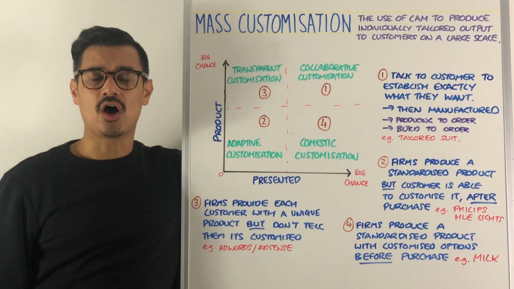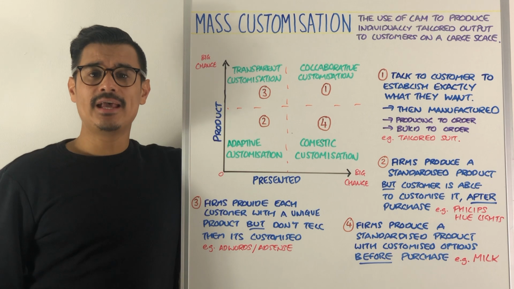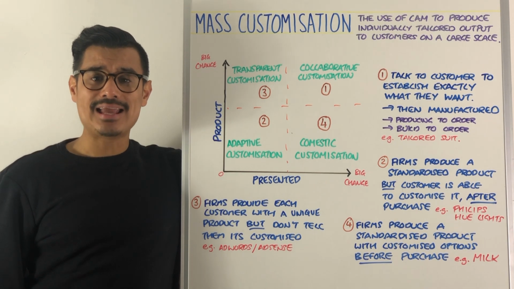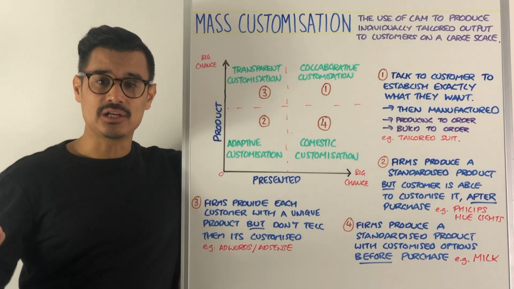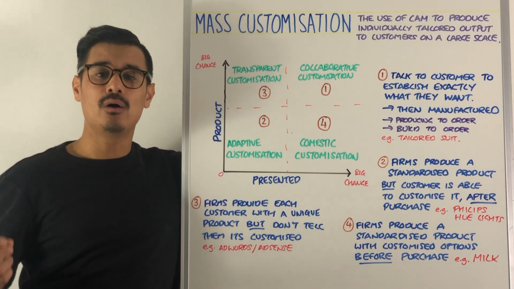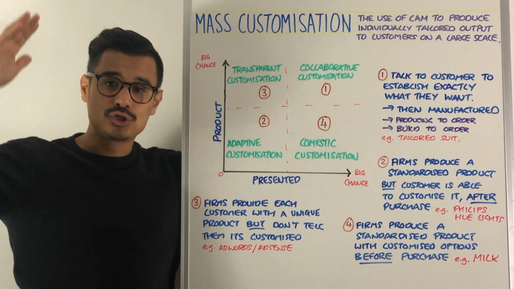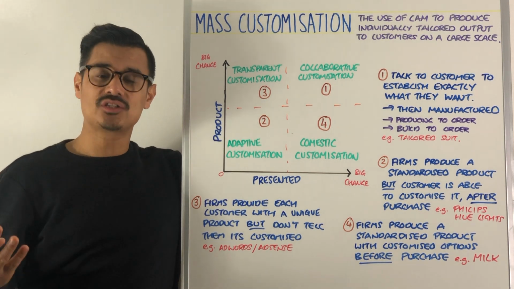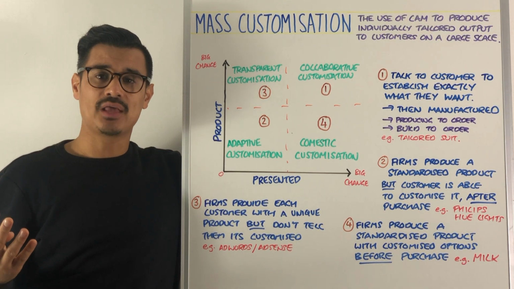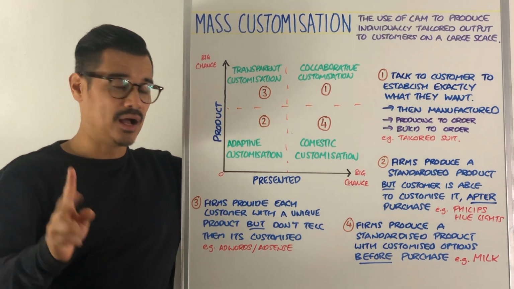Let's have a session on the types of mass customization. So to remind, mass customization is to use computer-aided manufacturing, CAM, to produce individually tailored output on a large scale. Now, Joseph Pine II and Gilmore, 1993, came up with 4 types of mass customization, and you can broadly define them by an axis, and the axis comes in 2 parts.